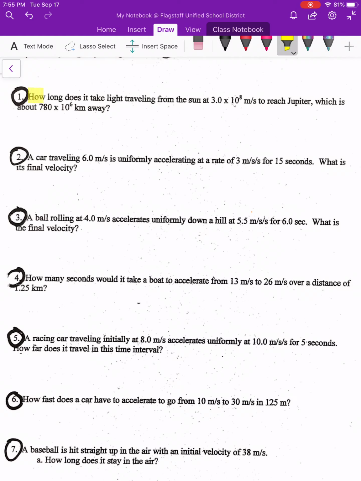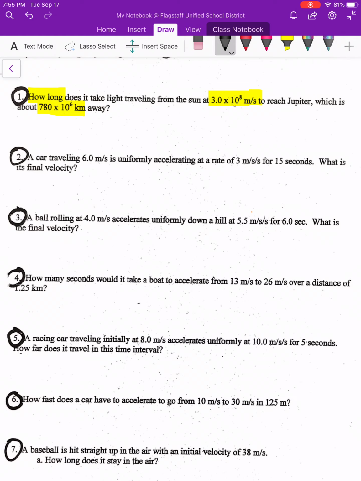How long? That tells me I'm looking for time. Light traveling from the sun at 3.0 times 10 to the 8th meters per second to reach Jupiter, which is about 780 times 10 to the 6th kilometers away. Already off the bat, I'm looking at units, and they look like they're not matching up. So I'm probably going to have to start off with some unit conversion.